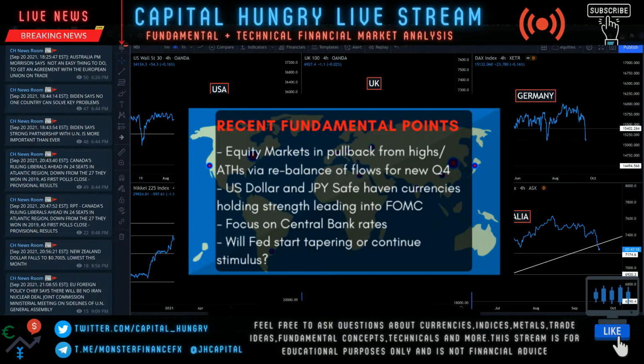Obviously, the other methods of injecting money into the economy, such as corporate bond purchases, government bond purchases, quantitative easing, and so forth. So the main question that investors have been looking at is, will the Fed start tapering, or will they just continue stimulus? Because this is what's really going to have a key impact on dollar value, as well as stock market movement as well.